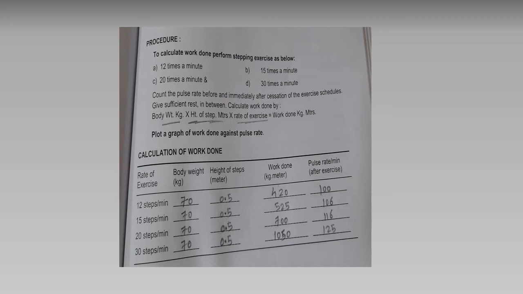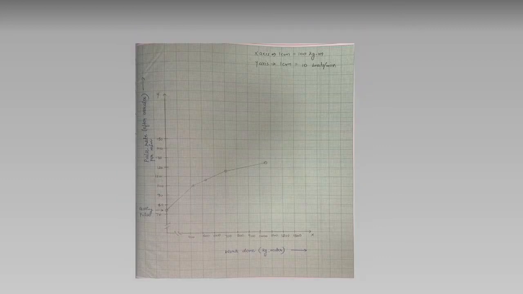I'll show you. Now you need to draw a graph of work done against pulse rate per minute after exercise. On page number 98 there is a graph paper, so you need to draw it. It's very easy actually, you have already done it. So here on X is work done, and on Y pulse rate per minute.